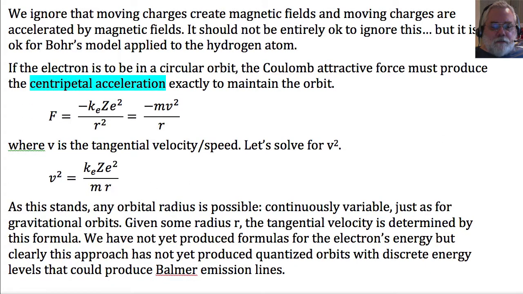As this stands, any orbital radius is possible. It's continuously variable, just as for gravitational orbits. Given some radius r, the tangential velocity is determined by the formula. We have not yet produced formulas for the electron's energy, but clearly this approach has not yet produced quantized orbits with discrete energy levels that could produce Balmer emission lines.